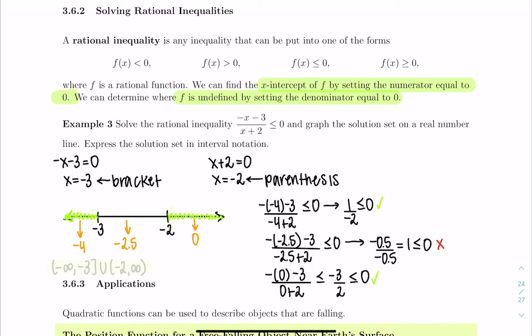Now we have to be careful of the signs. On negative 3, we said we can use a bracket, but on negative 2, we have to use a parenthesis. And so my solution set would be from negative infinity to negative 3, and then from negative 2 to positive infinity. Negative 3 gets the bracket, and negative 2 gets a parenthesis.